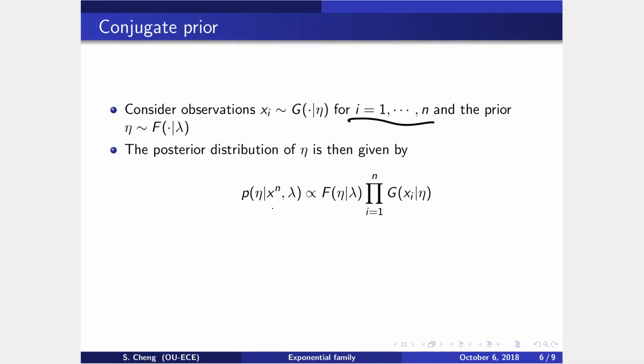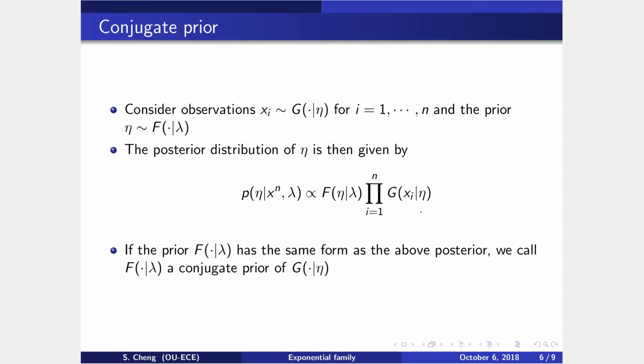and so then the posterior distribution, given the observations and also the hyperparameter lambda, where I want to find back the parameter eta here, will be just proportional to the prior distribution multiplied by the likelihood, or the product of the likelihoods.